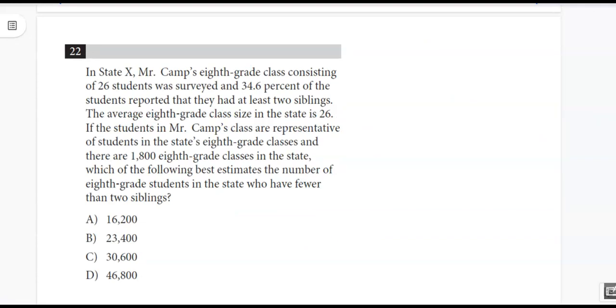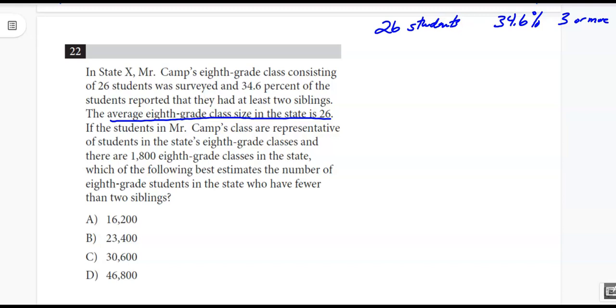All right, number 22. In State X, Mr. Camp's 8th grade class consisting of 26 students. So I know I have 26 students in a class were surveyed, and 34.6% said they had at least 2 siblings. Okay, so at least 2 means you have 3 or more siblings. The average 8th grade class is 26, so that's the average class size, so he's an average class.